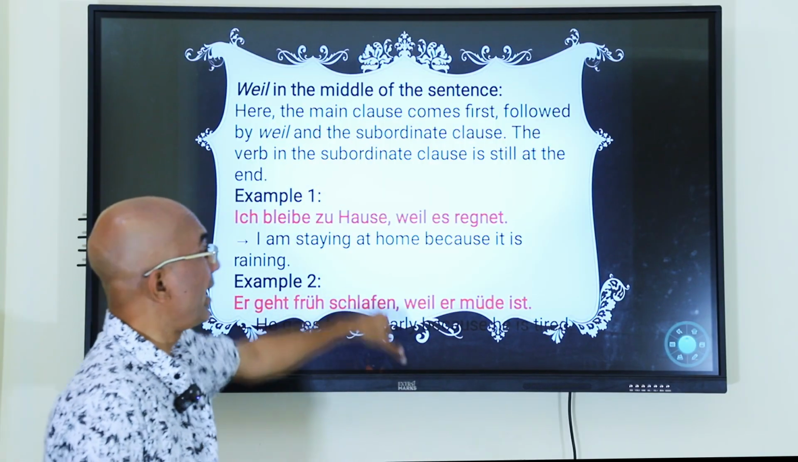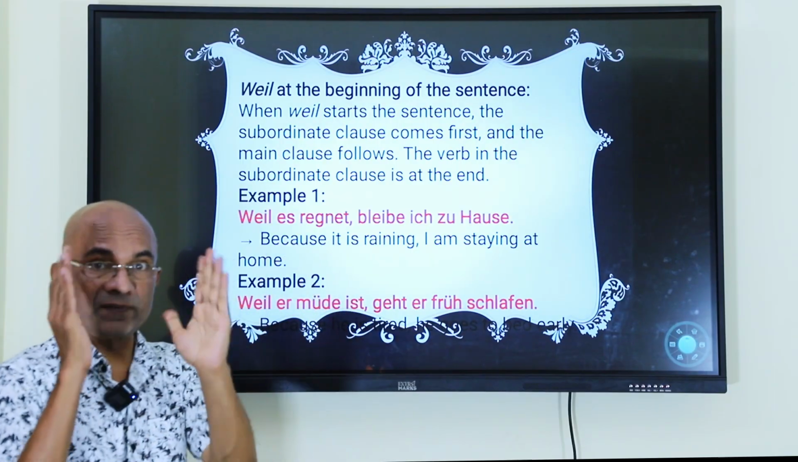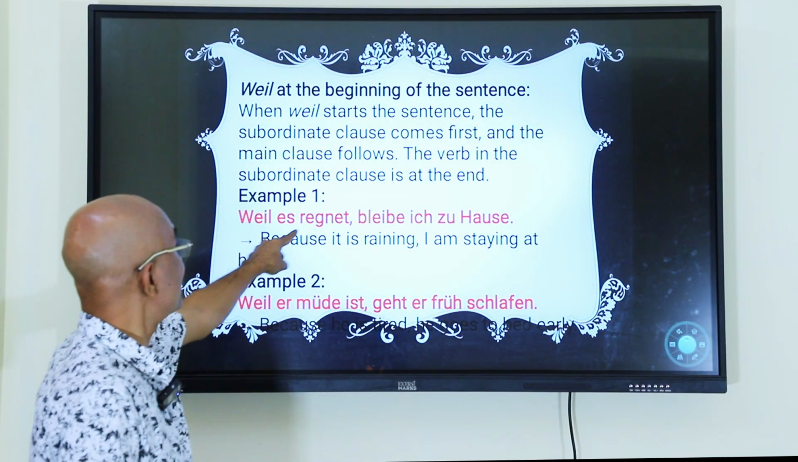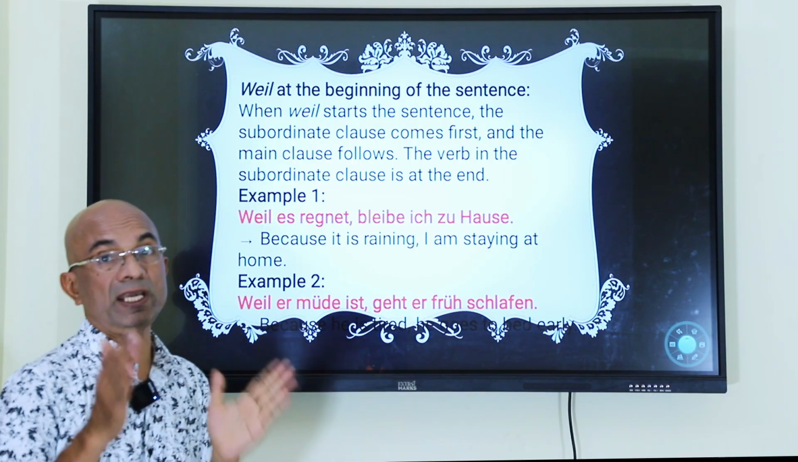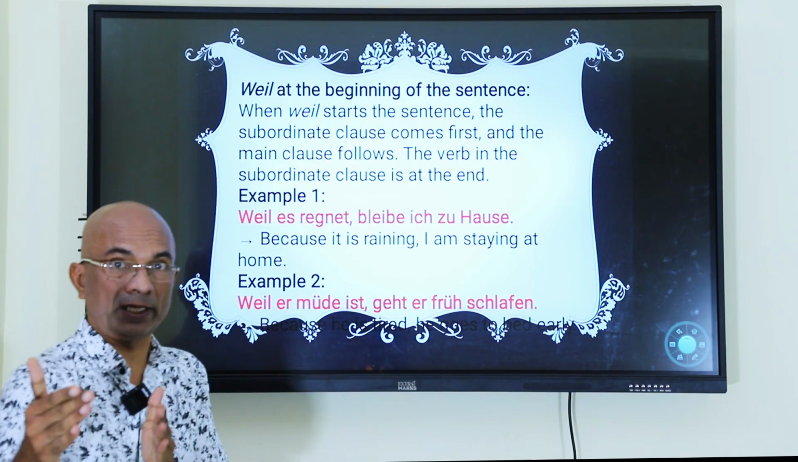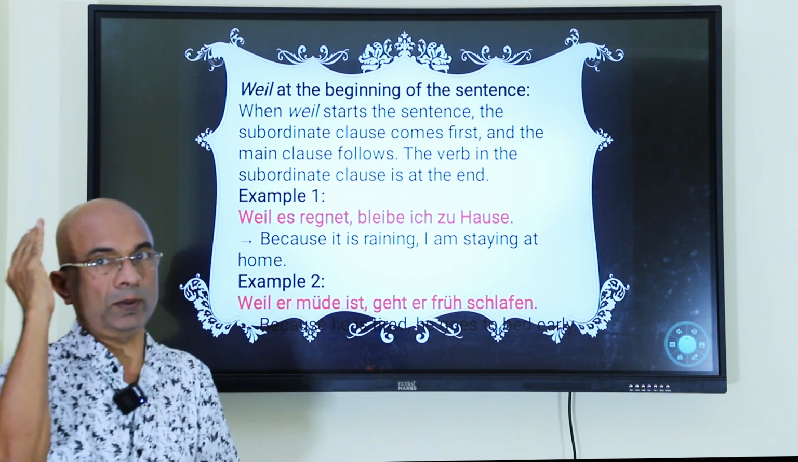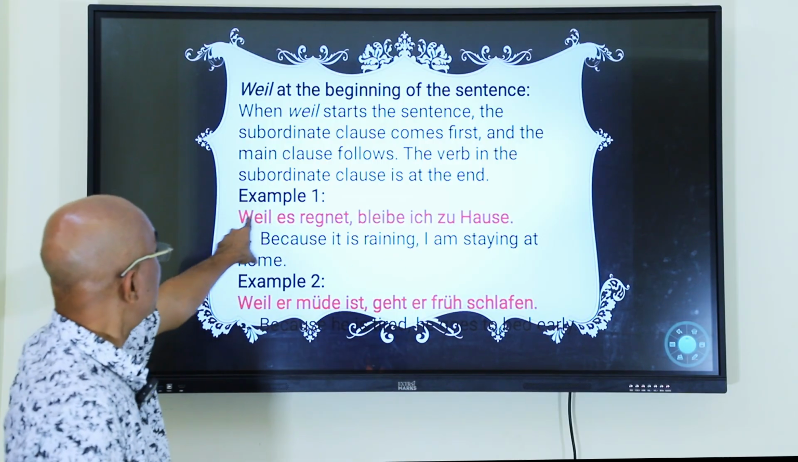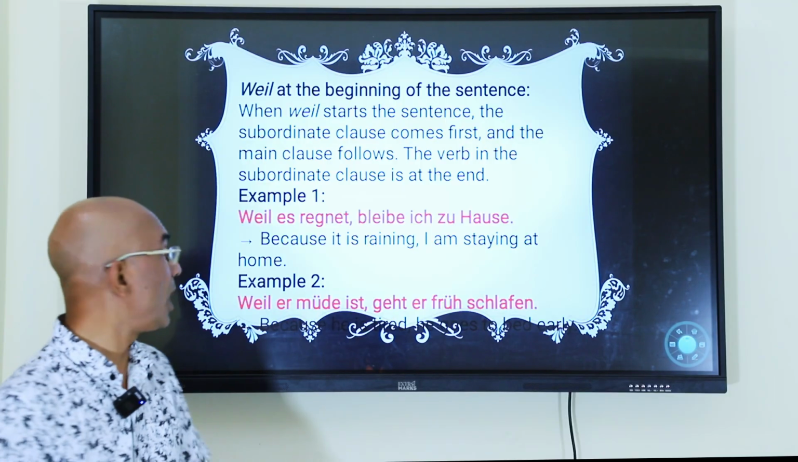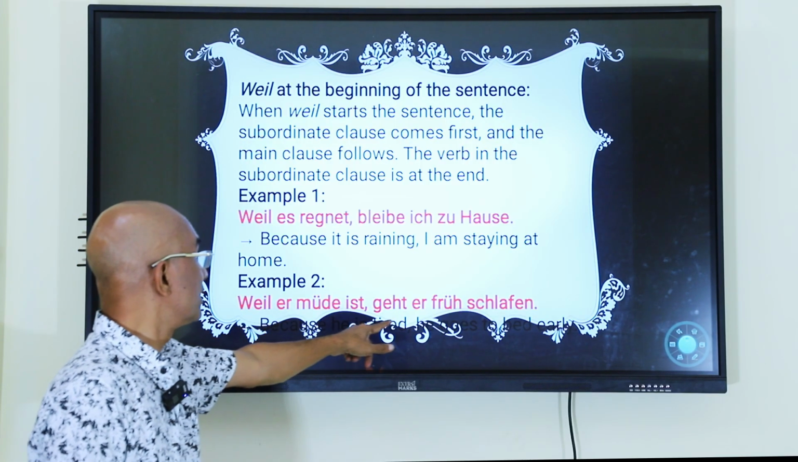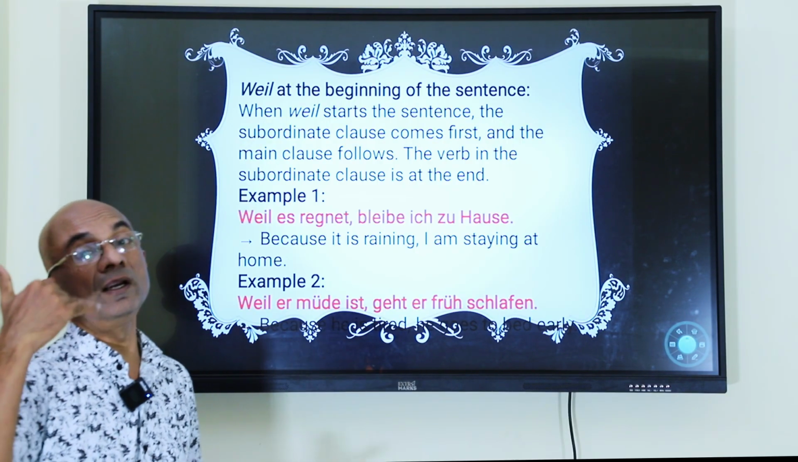So here we're using "weil" in the middle of the sentence, and now we're using "weil" at the beginning of the sentence. Weil es regnet, bleibe ich zu Hause. Because it is raining, I'm staying at home. That's one way of putting it. But here, using "weil" at the beginning: weil es regnet, bleibe ich zu Hause. Weil er müde ist, geht er früh schlafen. Since he is tired, he is going early to bed.